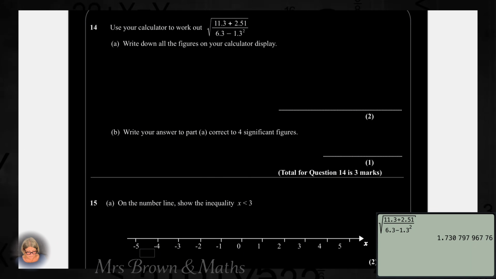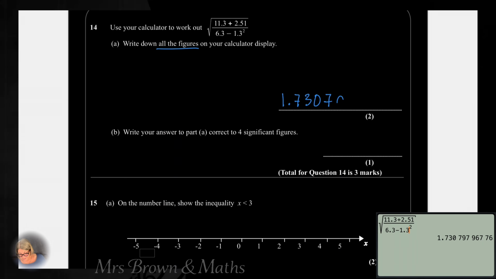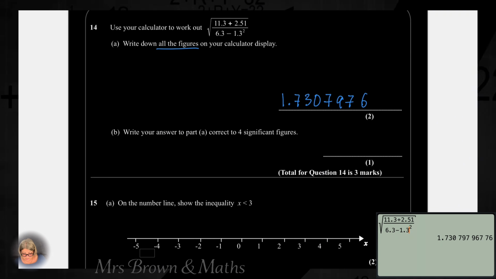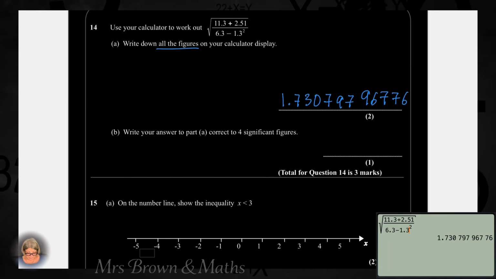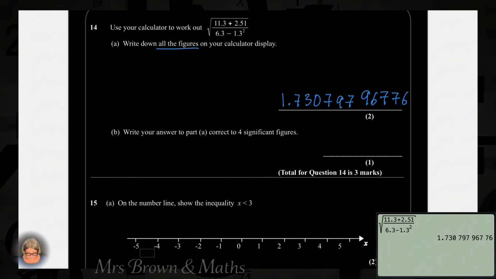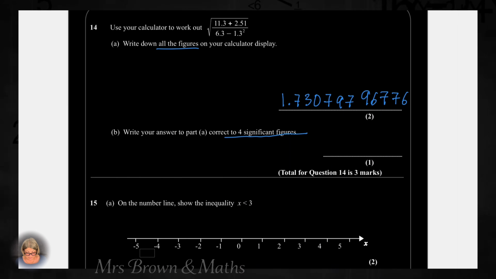So all the figures on the calculator would be 1.7307977 6. Right, that is 2 marks. That is really tricky one. And write your answer to part A, correct to 4 significant figures. Not 4 decimal places, 4 significant figures.